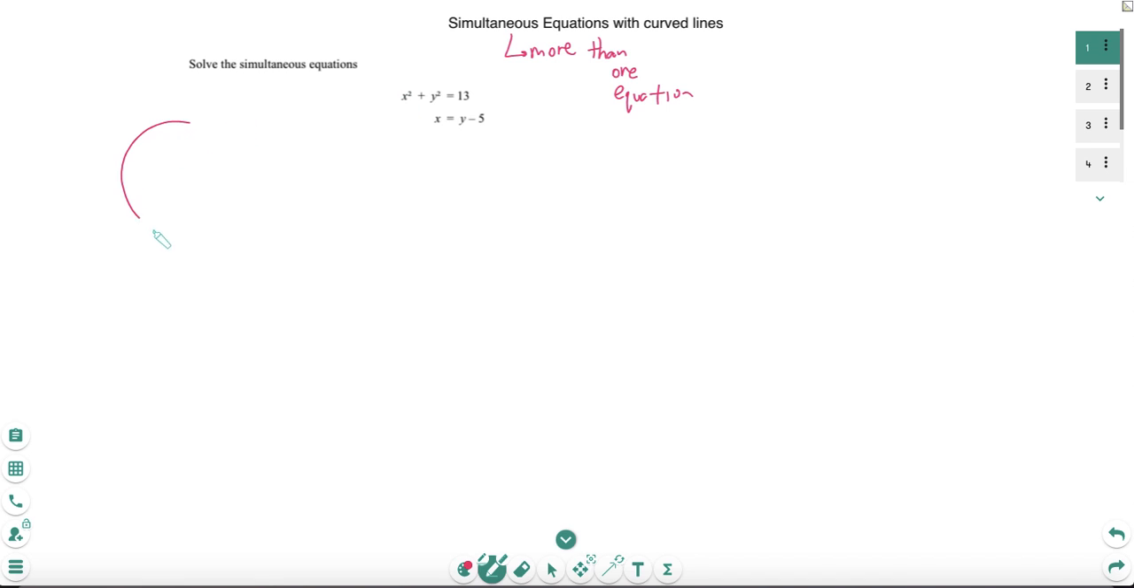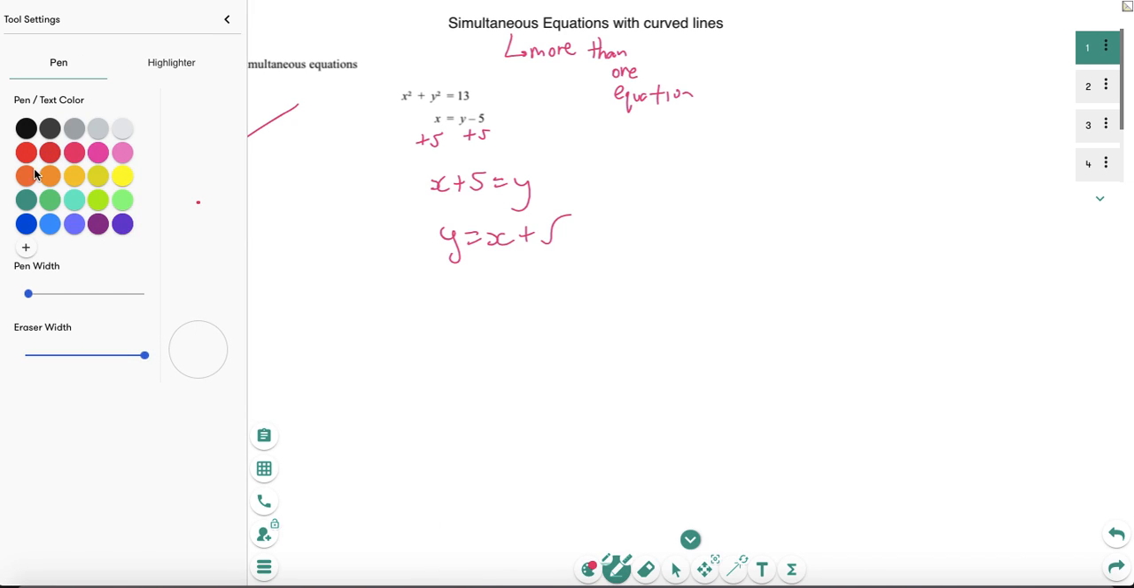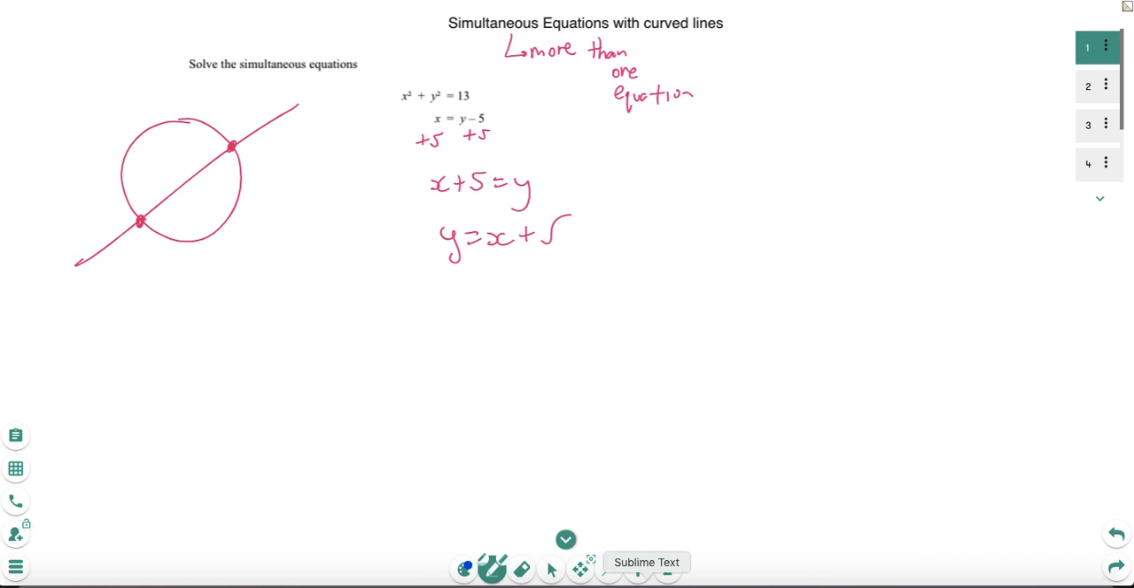So we have a curved line, it's a circle, and this other one is just a linear line, because you can rearrange it to y equals mx plus c. We can add 5 on both sides, so it's x plus 5 equals y, or just y is equal to x plus 5. This is just a straight line. When we're solving the simultaneous equations, we're trying to find the coordinates at which these two lines intersect. Whenever you're solving a simultaneous equation with curved lines, you must use the substitution method. I solve it using the substitution method.